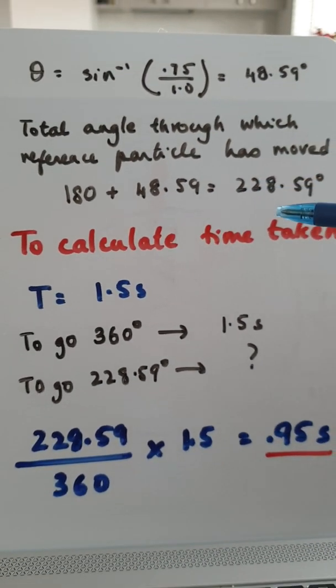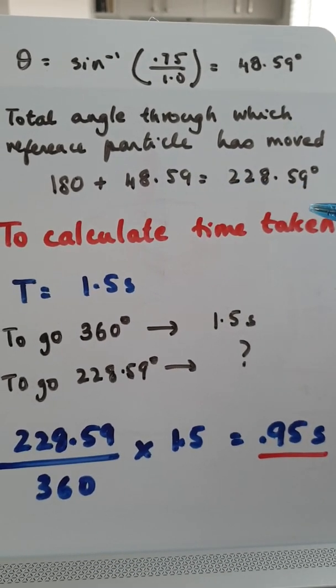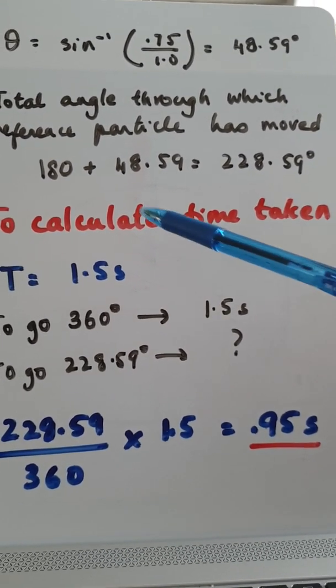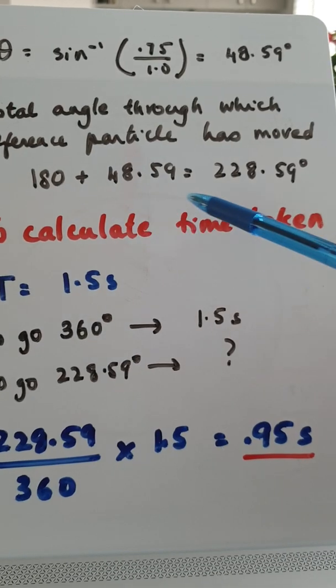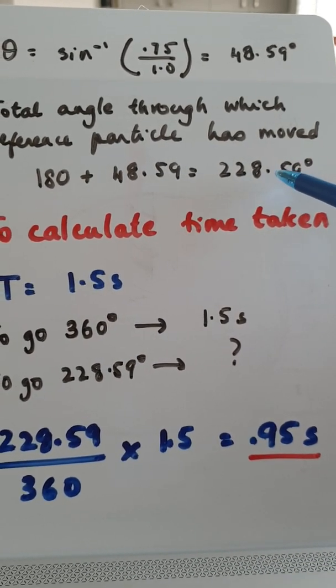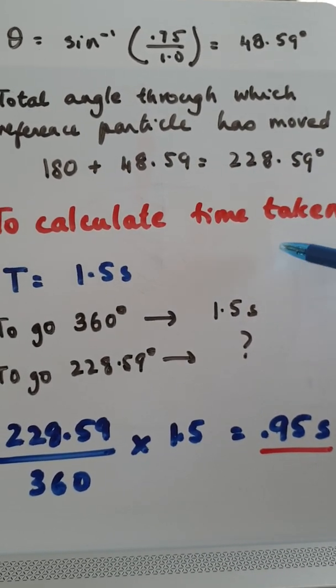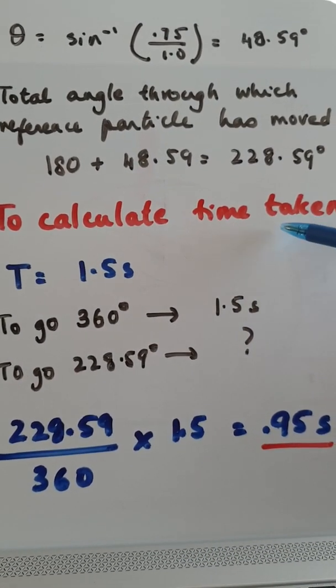And in order to figure out the total angle through which the reference particle has moved, you've got to add 180 to it and you get this number. Okay, so that's the angle. And then the next part is how long does it take to do this?